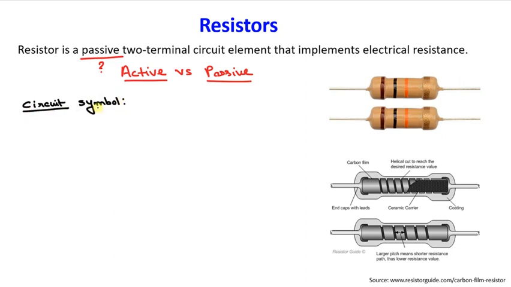Circuit symbol, right? So resistors are generally denoted in this way, zigzag line. In some cases, resistors are also represented in this way. And how does it physically look like? Obviously, in electronic circuits, you have seen resistors looking like this, two terminals, and it has different colored parallel lines on top of it. So we will discuss what these color lines are.